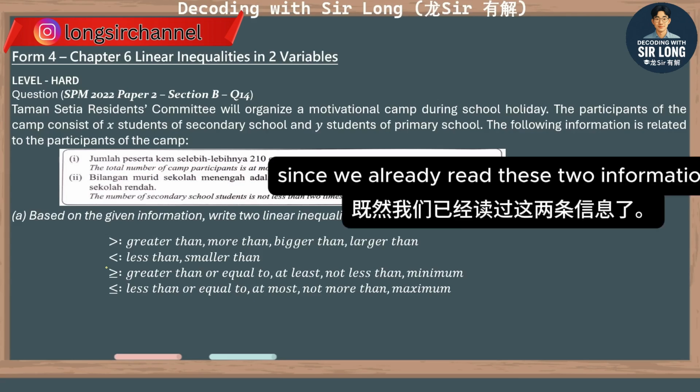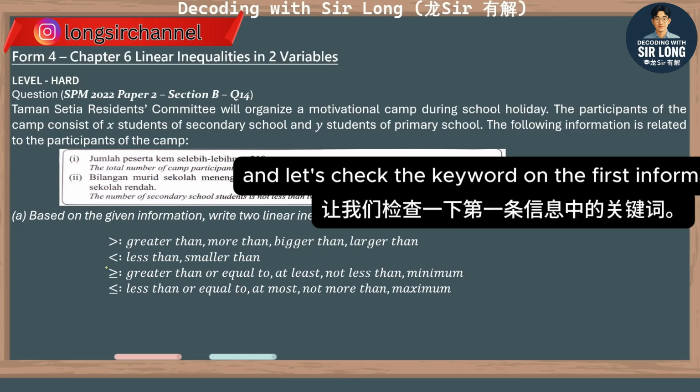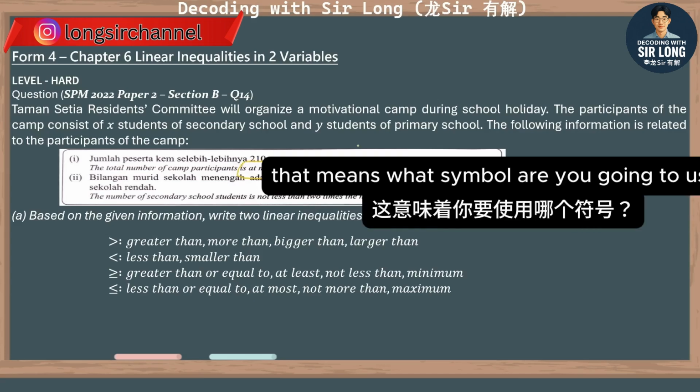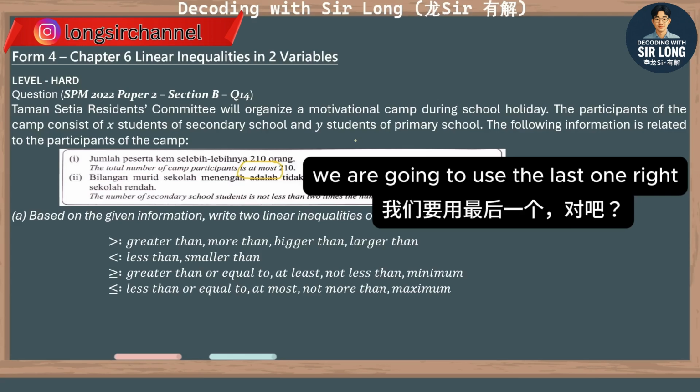Since we already read these 2 information, let's check the keyword in the first information. Obviously, at most. That means, what symbol are we going to use? We are going to use the last one, right?